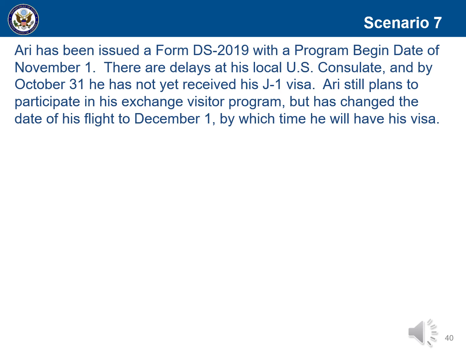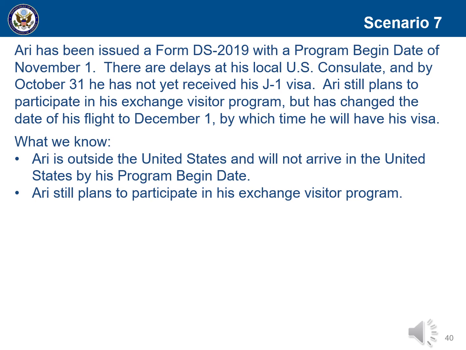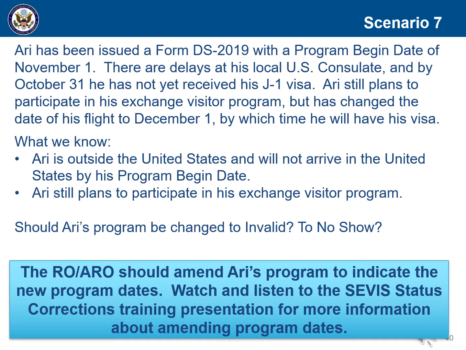Here's what we know. ARI is outside the United States and will not arrive in the United States by his program begin date. ARI still plans to participate in his exchange visitor program. Should ARI's status be changed to invalid, or to no-show? The answer is neither. The RO or ARO should amend ARI's program to indicate the new program dates. Watch and listen to the SEVIS Status Corrections training presentation for more information about amending program dates.